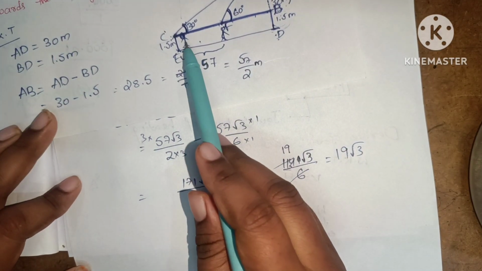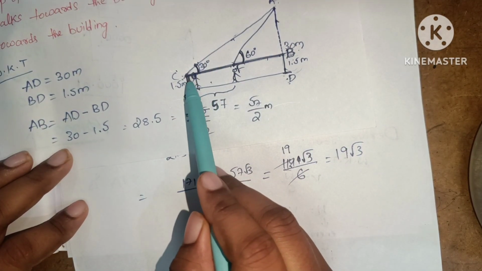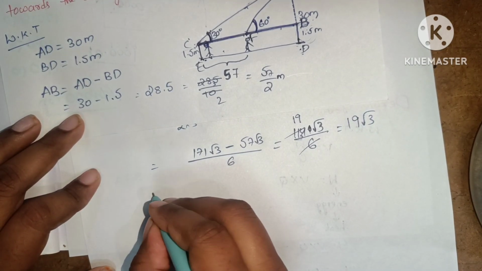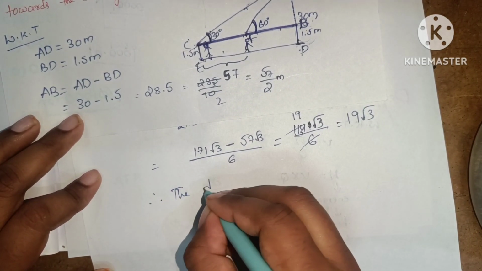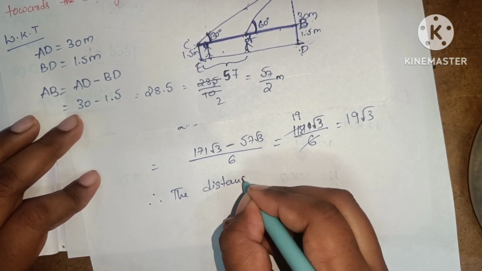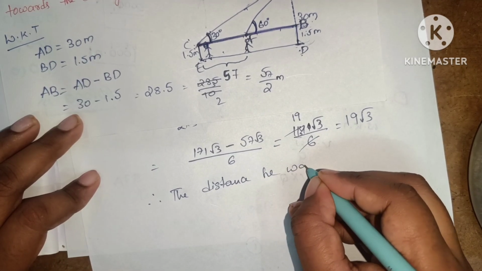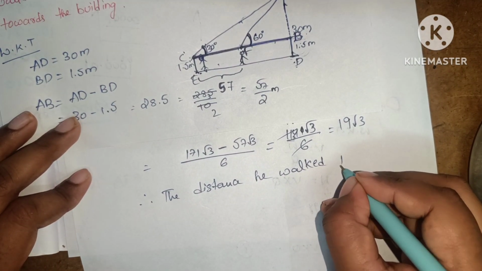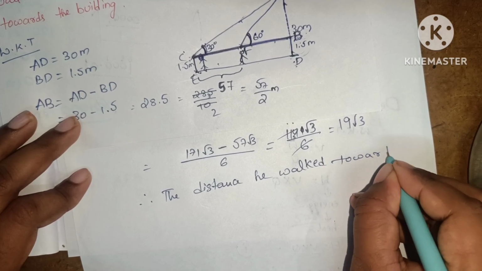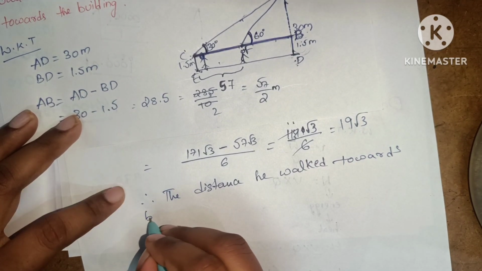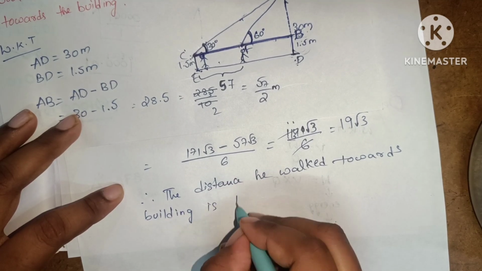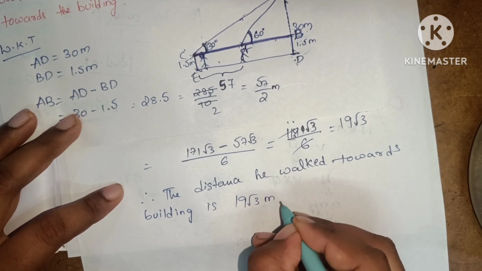So here, how much distance did he walk from C to F? 19 root 3. So the distance he walked towards the building is 19 root 3 meters.